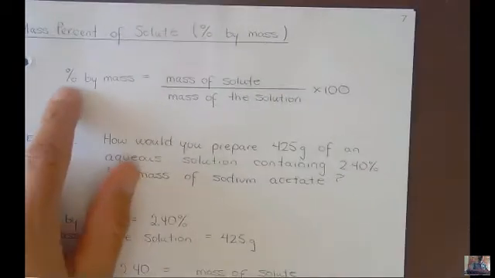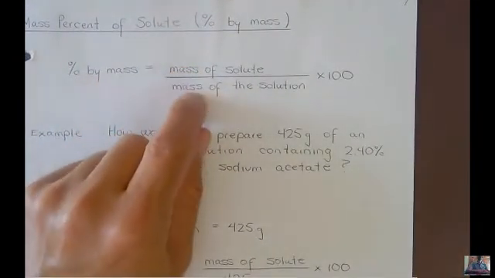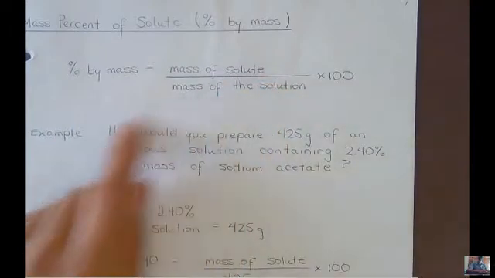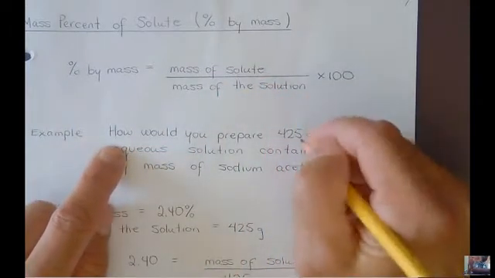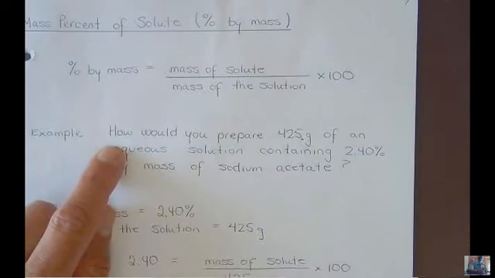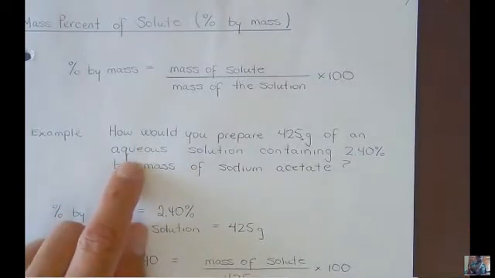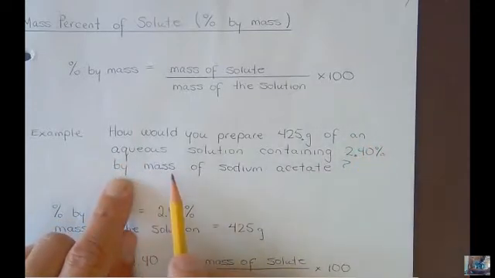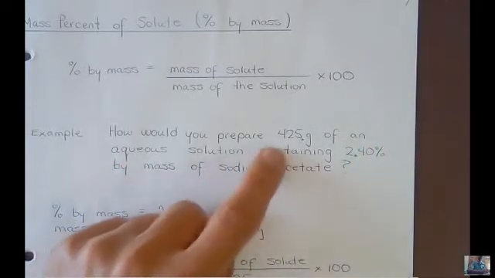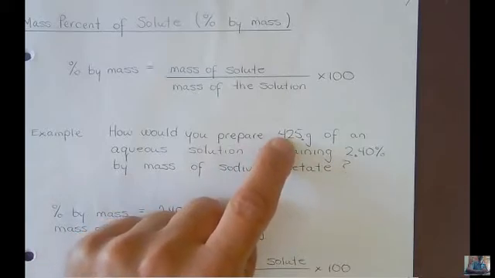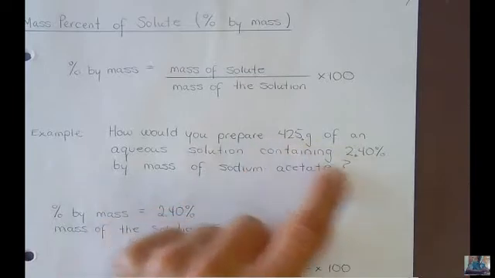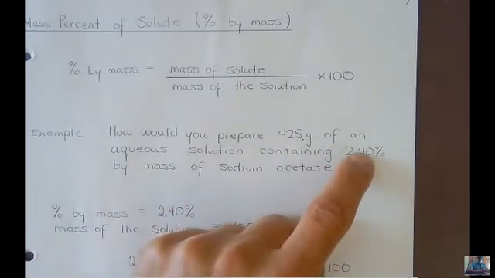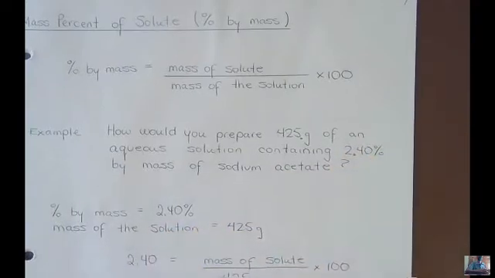All right, so quickly, percent by mass is the mass of the solute divided by the mass of the whole solution. Here's an example. How would you prepare a 425 gram sample of aqueous solution that contains 2.40% by mass of sodium acetate? So this is how much solution you want to make. This is the total. For some reason you need 425 of it. You have the percent. So what is it that you need to calculate? You need to calculate the part. How much sodium acetate do I have to put in?